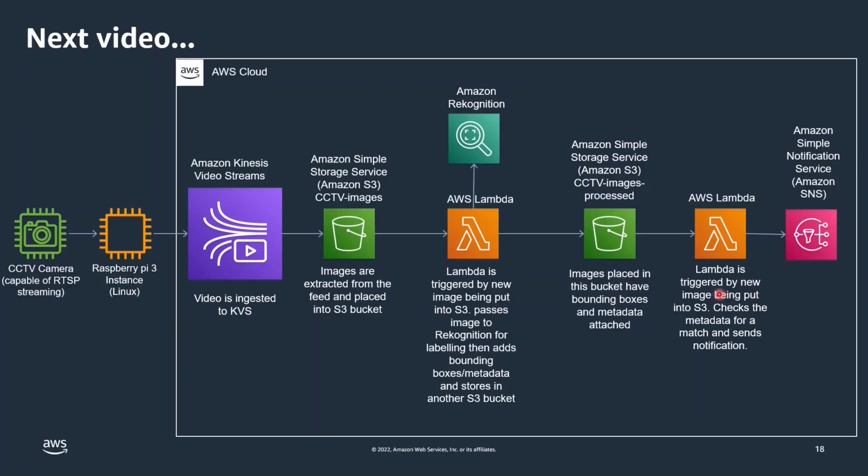So what we'll be doing is setting up a simple notification that will tell us when something has entered the image, such as a cat or a dog or a fox. And that'll be in the next video.